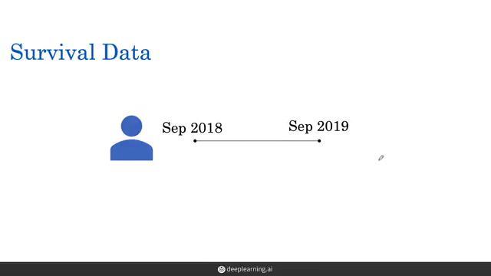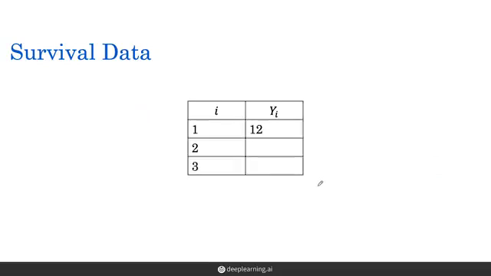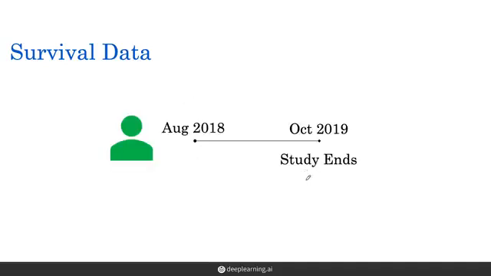So for this patient, let's say we were tracking the number of months, this would be equivalent to 12 months since the time of treatment to having a stroke event. And so we would enter in this table with the number of months that have passed, that is 12. Let's look at another patient.